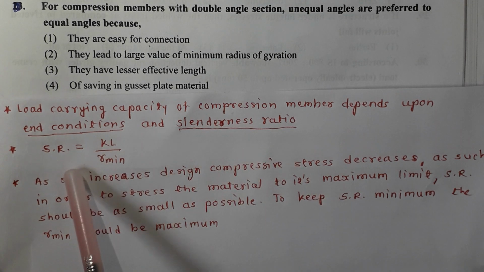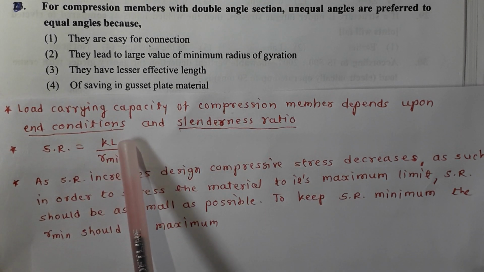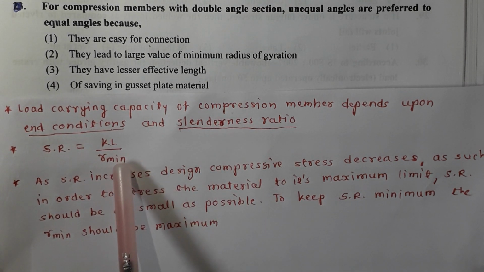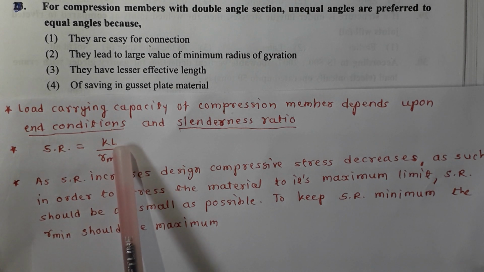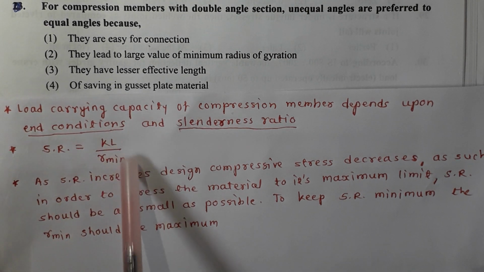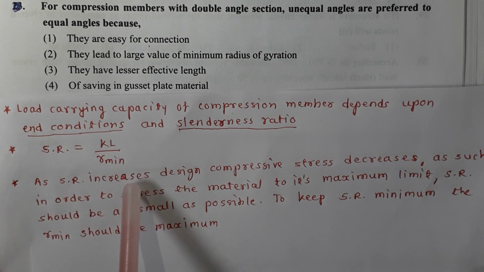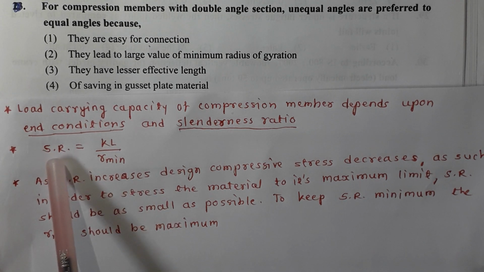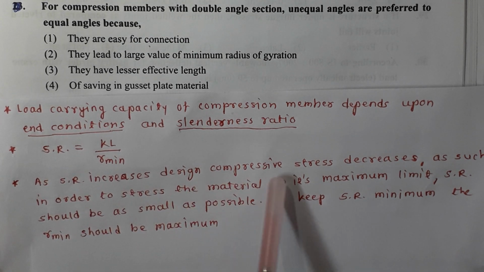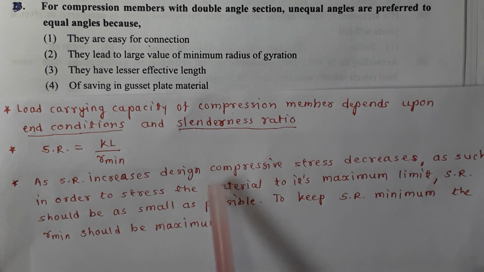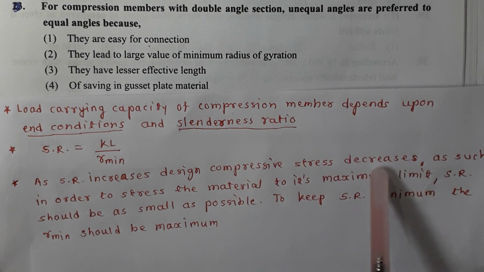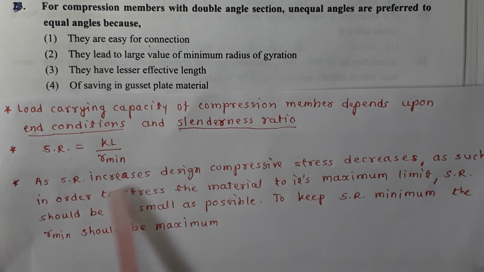Now slenderness ratio is given by effective length divided by minimum radius of gyration. Effective length is given by KL, so KL divided by r minimum. Now again one more thing to be noted is that if slenderness ratio increases, design compressive stress decreases. So design compressive stress decreases as the slenderness ratio increases.